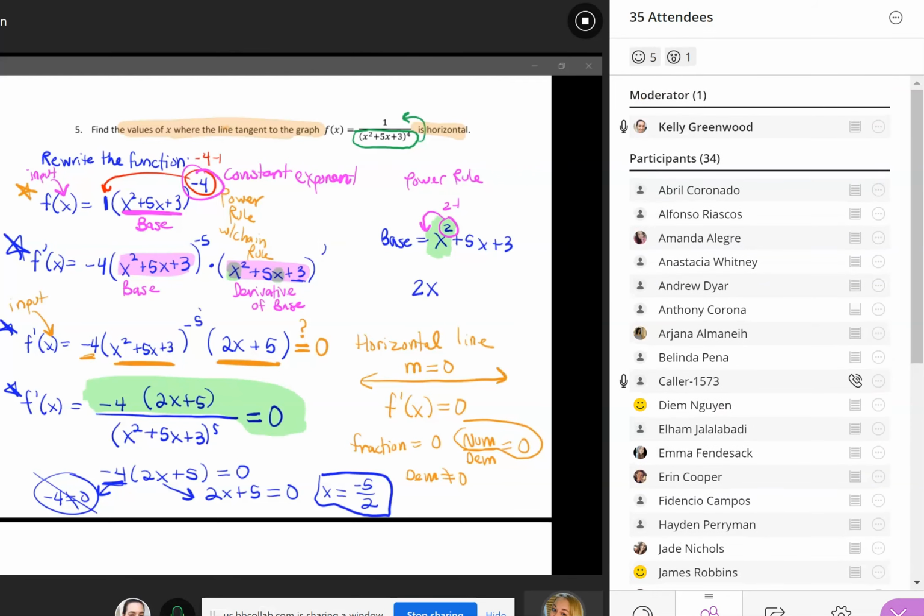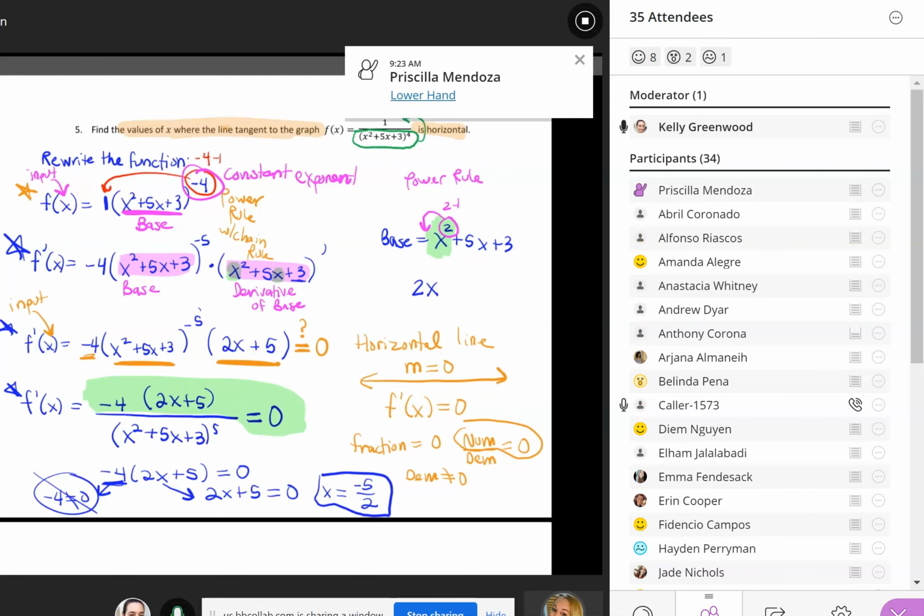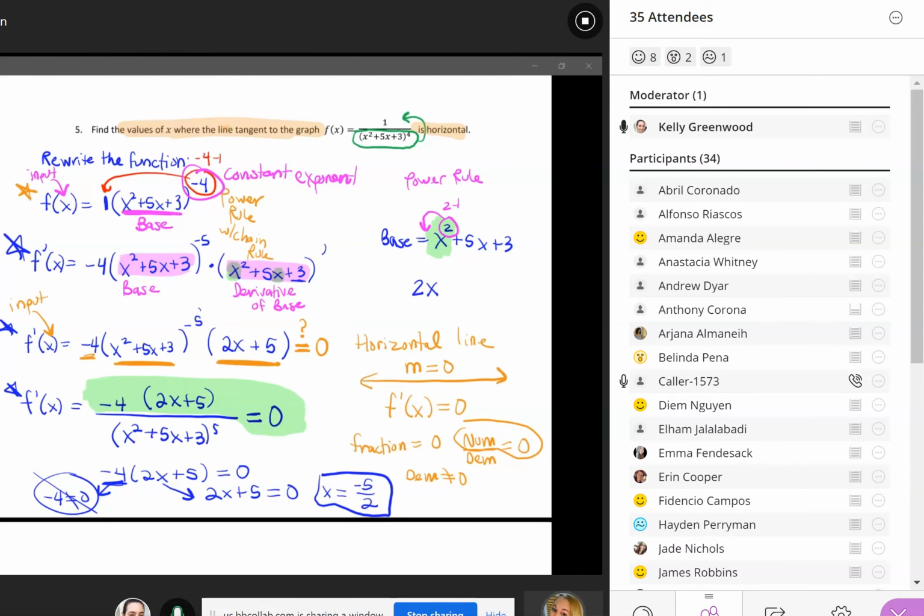Can you tell me real quick why the -4 would not be 0? Because -4 is a constant. There's no variable part in it, no variable factor. So no matter what I input into the function, x is what's being inputted into the function. No matter what I input in, that -4 is always just a -4. So there's no way it could be a 0.